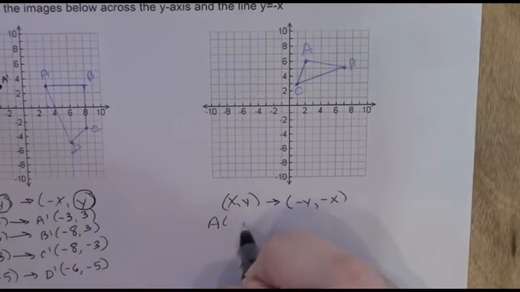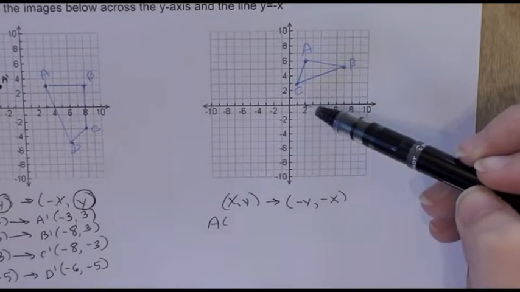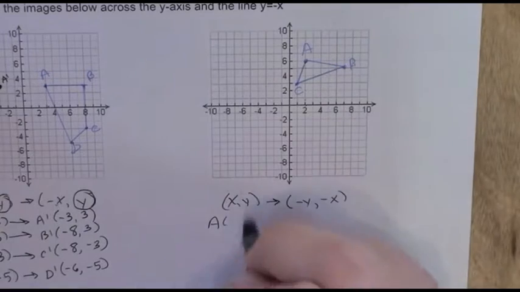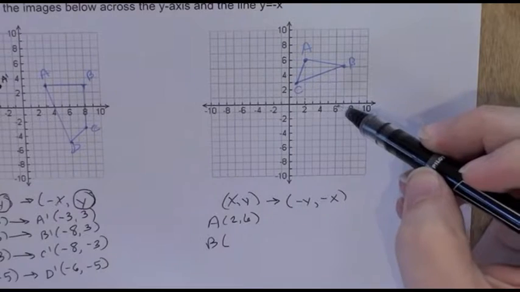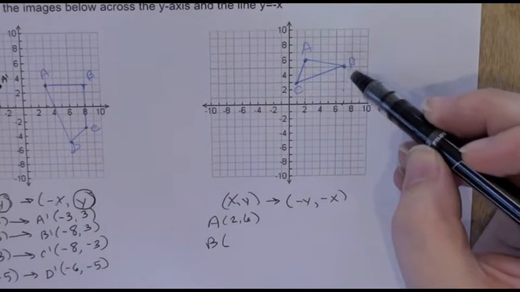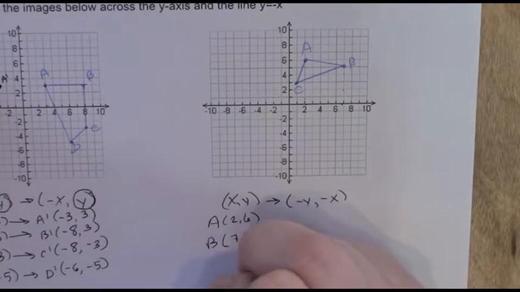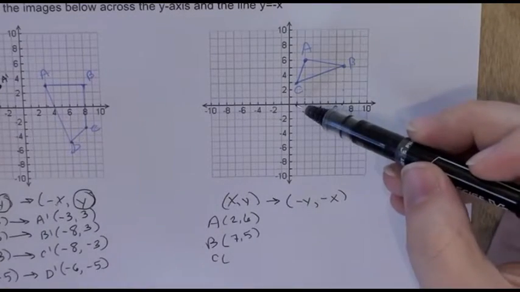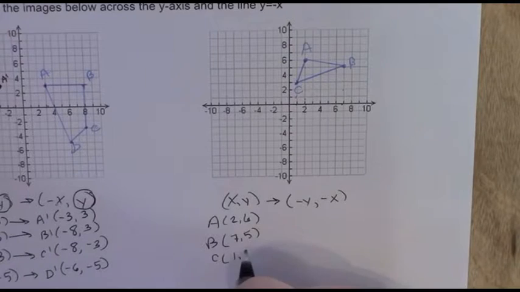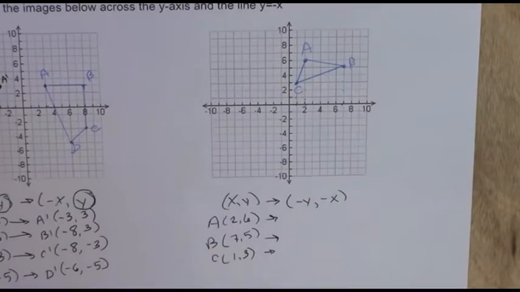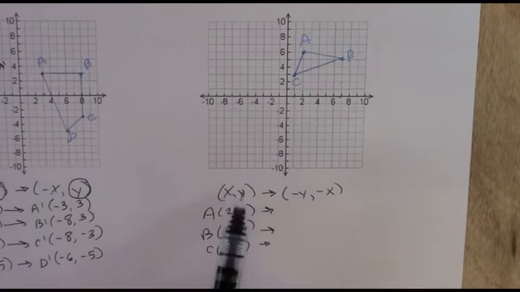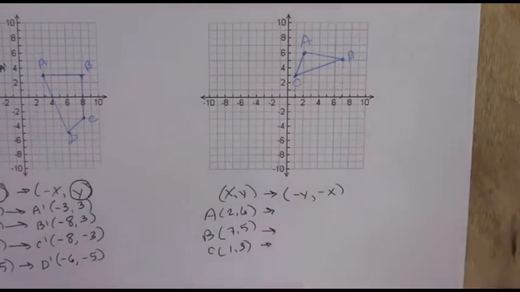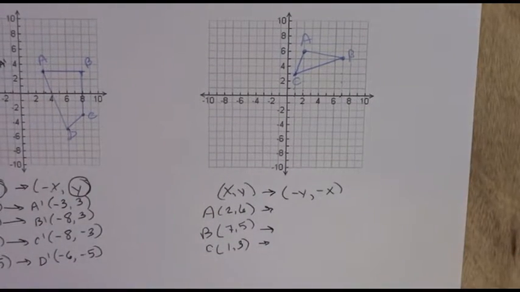And we do the same thing we did before. We find our points. Point A is (2, 6). B, all the way at (7, 5). And C is the point (1, 3): over 1, right 1, up 3. And we apply the rules. So remember, (x, y) turns into (negative y, negative x).